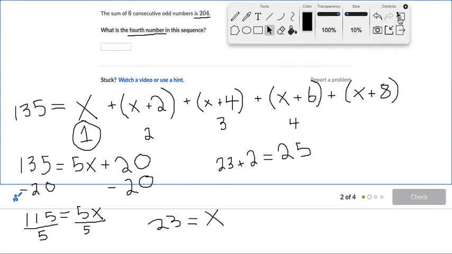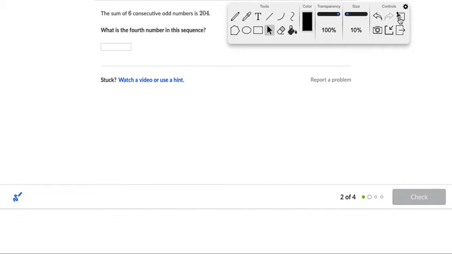All right. The sum of 6 consecutive odd numbers is 204. What is the fourth number in this sequence? All right, let's go ahead and check this out. So 6 consecutive odd numbers is going to be equal to 204. Okay, so 204 equals x. We're going to just start with x just like before.